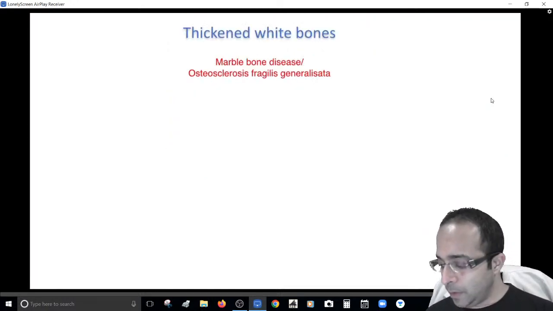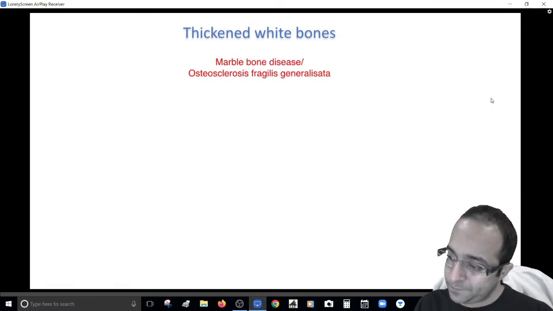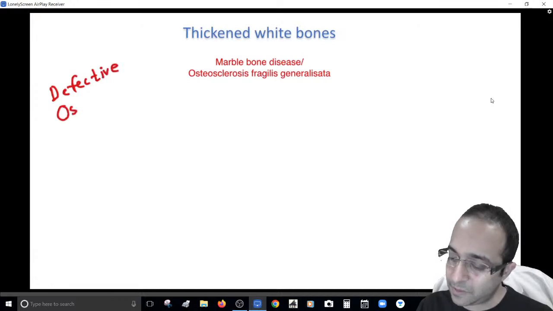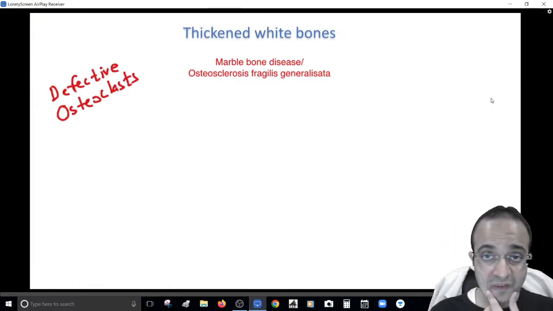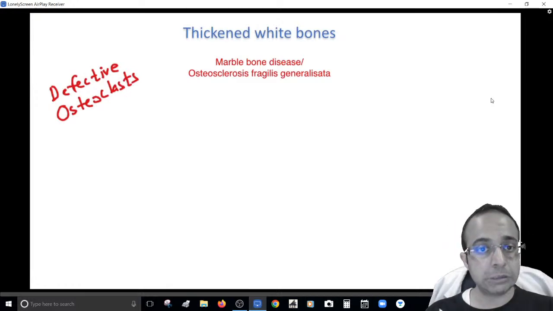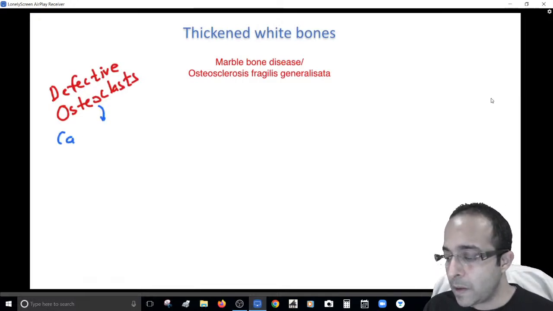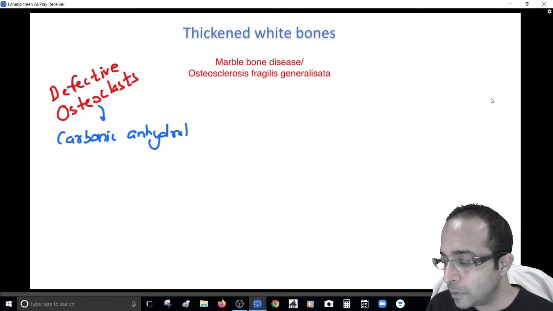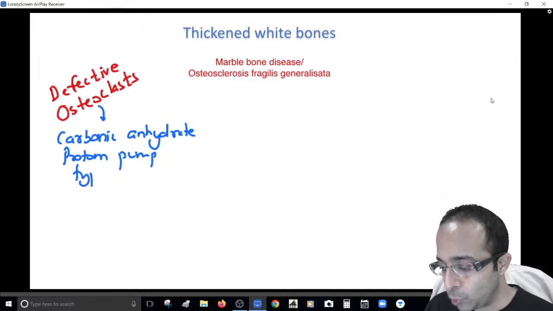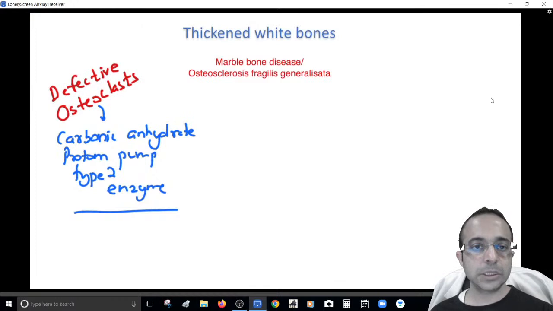See, the basic problem in osteopetrosis is that there is a defect in these cells, osteoclasts. Now you're very well familiar with these cells. These are the same cells that resorb bone. So basically these osteoclasts have a problem in this carbonic anhydrase, proton pump enzyme, type 2. So this particular enzyme is defective.